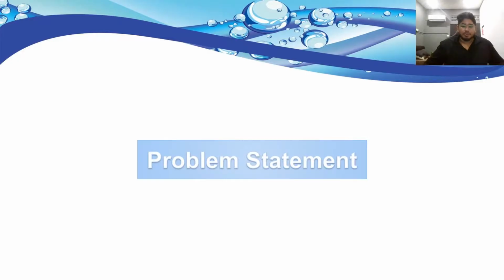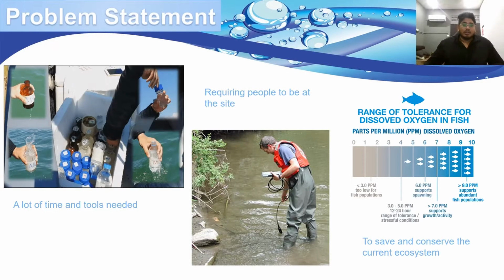At first will be the problem statement. After doing multiple research on this topic, I came out with multiple problem statements. The first and main one is that a lot of time and expensive tools are needed in order to calculate the DO, or the dissolved oxygen value, of water. Dissolved oxygen value of the water is very important to sustain life in ecosystems basically.